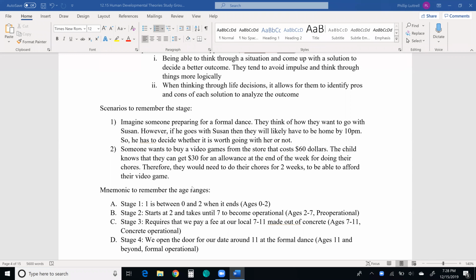And then if he goes with Susan, then he'll have to be home by 10 p.m. It's hypothetical deductive reasoning, being able to predict and associate and do the pros and cons of each situation.